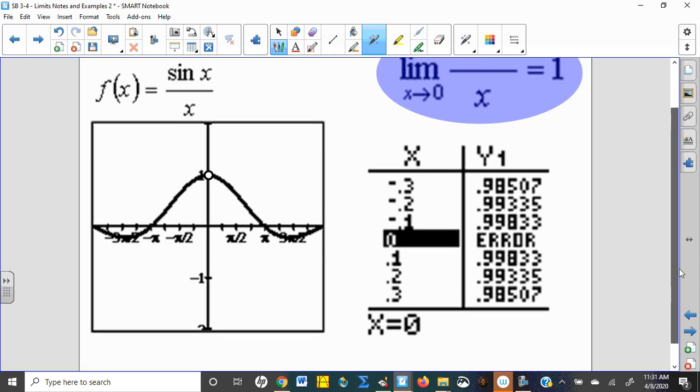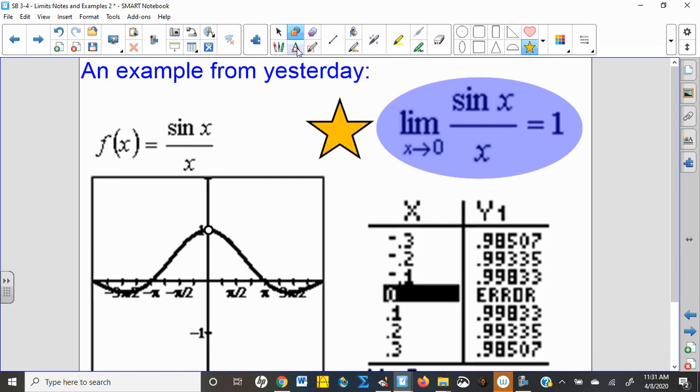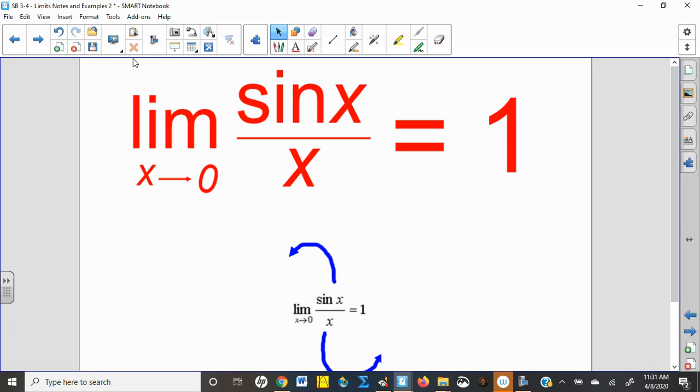Okay, so we need to know this. This is a fact that is going to be really important. In fact, it's so important that we're going to call it an identity. Let's put a big ol' star next to it. You're going to use this quite a bit on some of your limit problems that have trig functions embedded in them. It's a substitution.